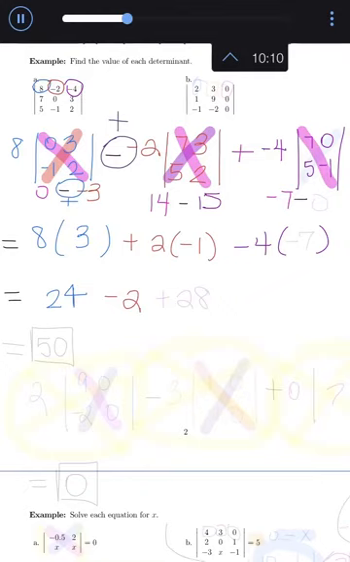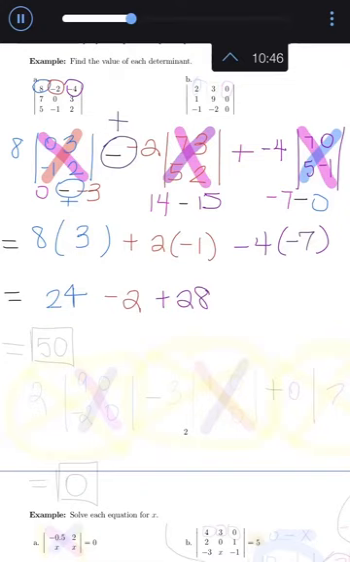Well, our other cross product is pretty straightforward. It's 0 times 5, which is 0. So we end up with negative 7 minus 0, which is just negative 7. So we end up with negative 4 times our determinant, which is negative 7, which gives us a total of positive 28, because a negative times a negative will give us a positive 28.